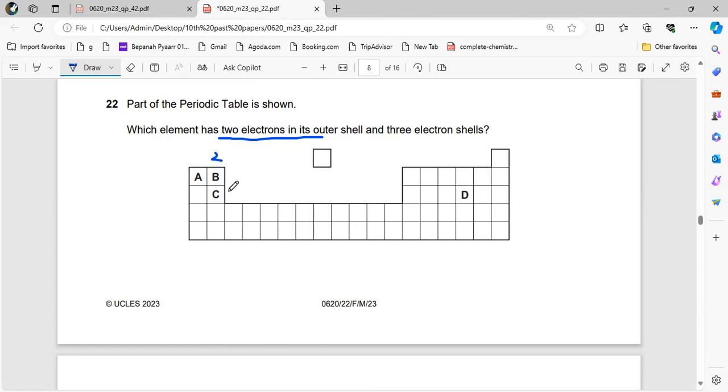We have again B and C in that. But again, it has 3 electron shells. Okay. So the number of shells we understand by the period number. So here we have this period number 3, which is having 3 electron shells present. So the correct option is C.